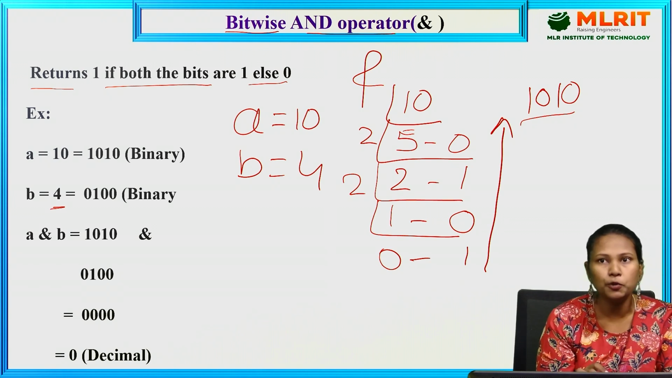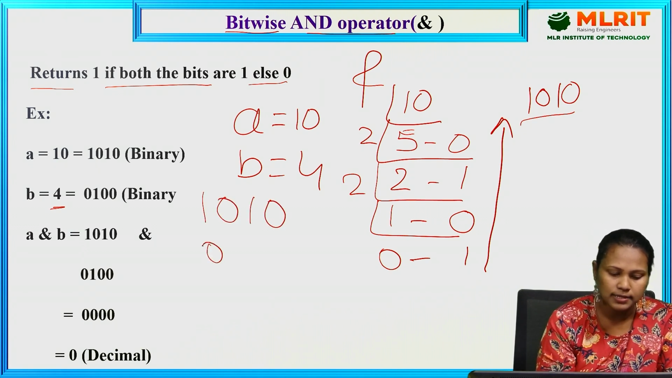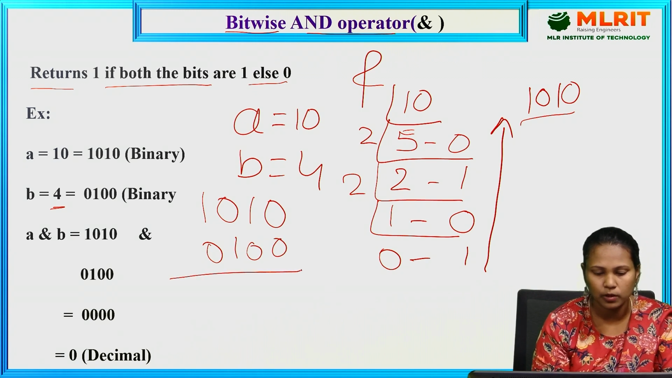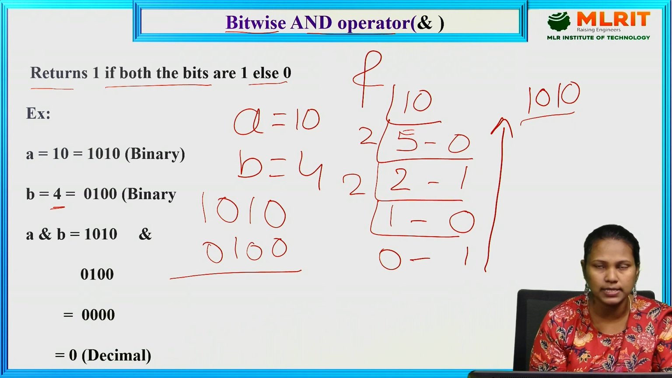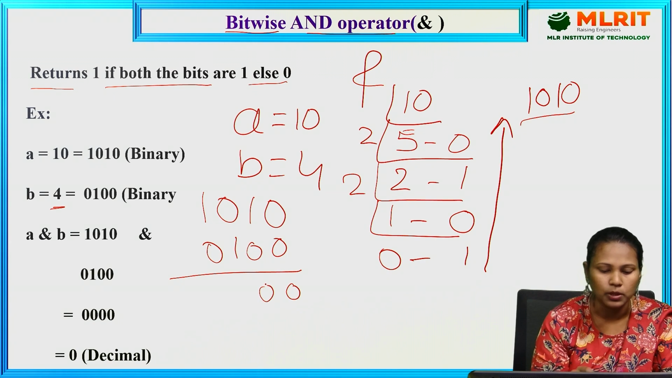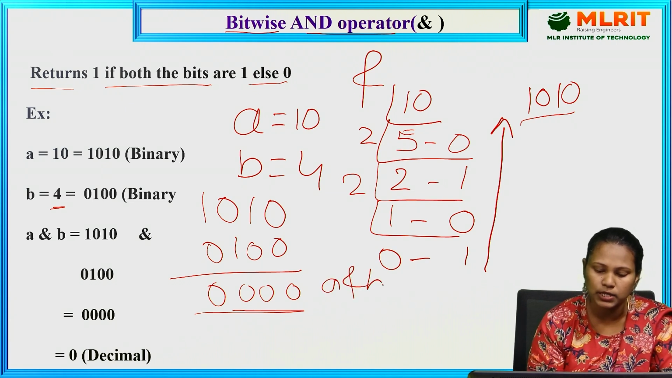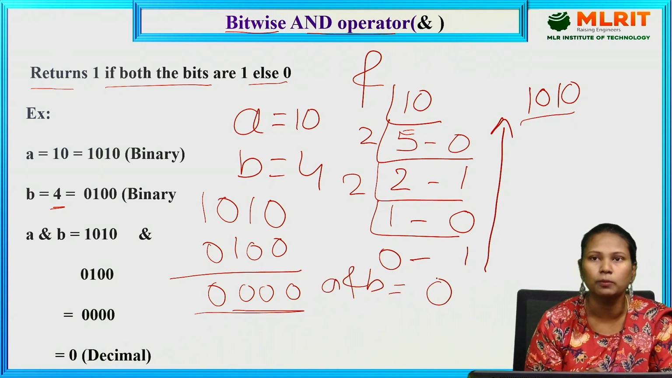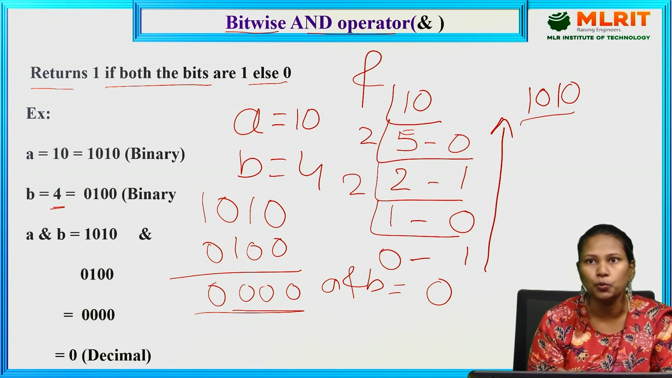Now we need to perform the bitwise AND operation on 1010 and 0100. If both the bits are 1, then only it will be true. In all remaining cases, it will be false, meaning 0. 0 and 0 is 0. 1 and 0 is 0. 0 and 1 is 0. And 0 and 0 is 0. So the decimal value of A AND B is 0. If both the bits are true, then only it will be true in bitwise AND.